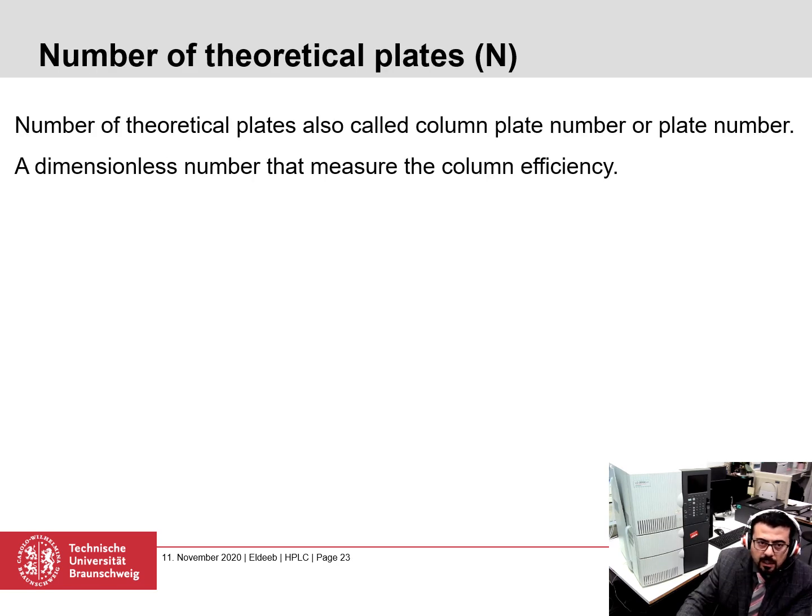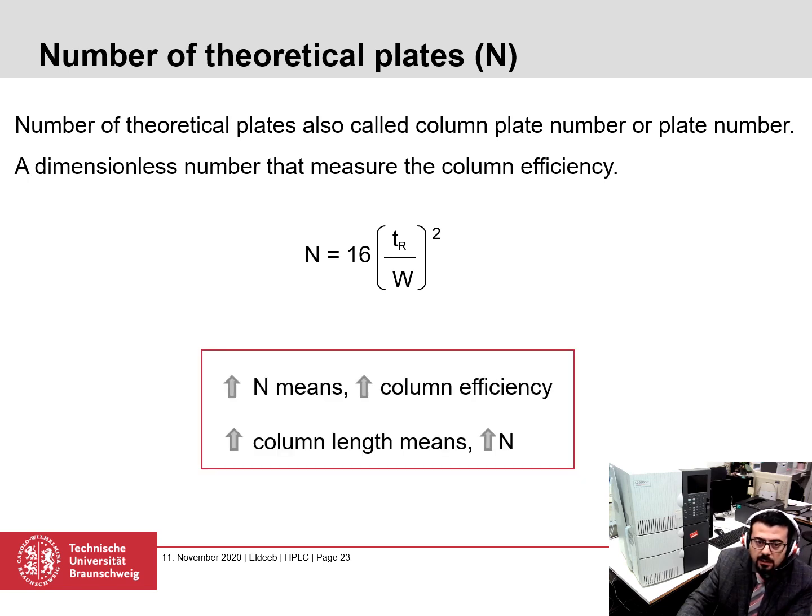An important parameter to consider in HPLC is the number of theoretical plates, also called the column plate number or the plate number, and is a dimensionless number that measures the column efficiency and can be calculated according to the following equation, considering the retention time and the width of a certain peak. And in fact, in general, the increase in the n value means higher column efficiency, and the longer the column, usually the higher the n value or the number of theoretical plates, and so means the higher the efficiency of the column.